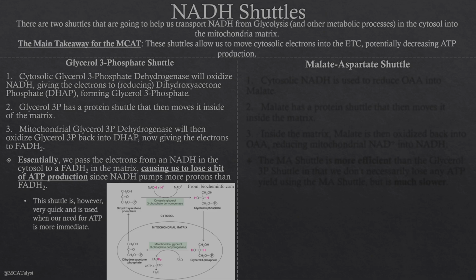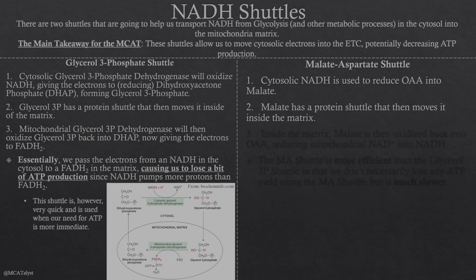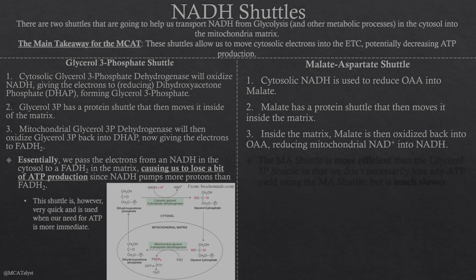The malate aspartate shuttle, the one on the right, is going to essentially be using NADH to reduce oxaloacetate into malate. If you remember from the Krebs cycle, this is kind of the opposite of that last step in the Krebs cycle. From here, this reduced malate has a protein shuttle similar to G3P that basically can just help it move inside of the matrix. Conformational shift as soon as malate binds, that just kind of throws it on the inside. Once inside of the matrix, malate is then oxidized back into oxaloacetate.